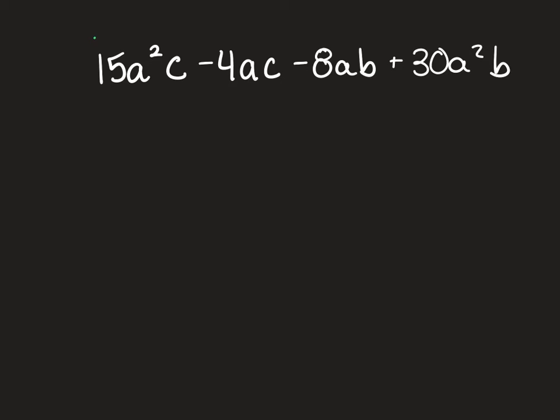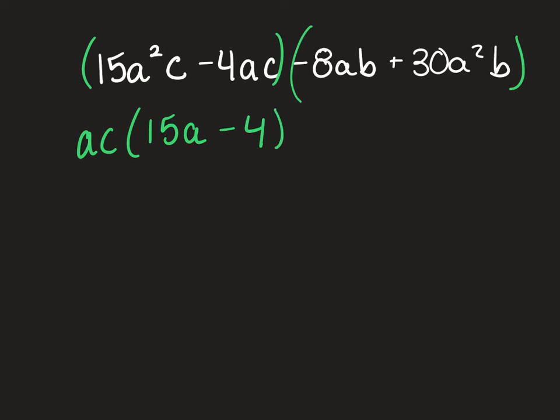Okay, so from the first group and then second group. So the first one, there's not a number you can take out, but you can take out an AC. So that leaves you with 15a minus 4. From the second one, you can take out a negative 2. Ooh, they're backwards. Yeah.